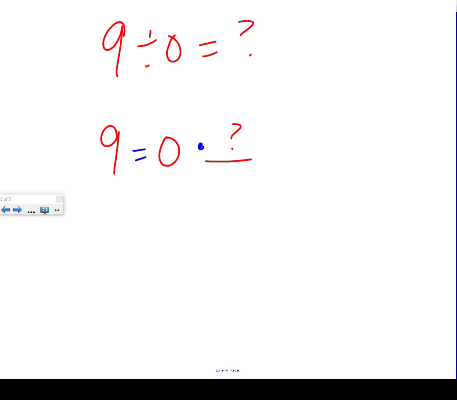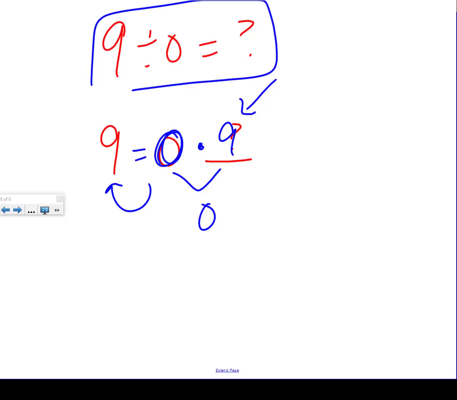Well, we know that anything times 0 is 0. So even if I plugged 9 in here, this should give me 0, right? So there's not an answer. I couldn't put anything here and multiply it by 0 to give me 9 as an answer. Okay? So what we see here is a problem that we call undefined.